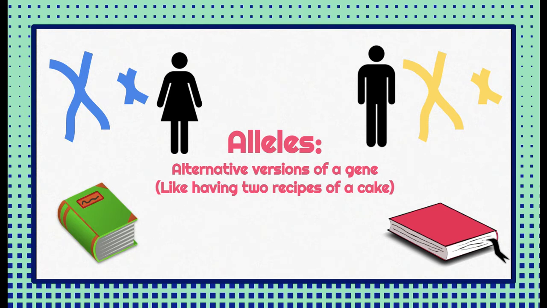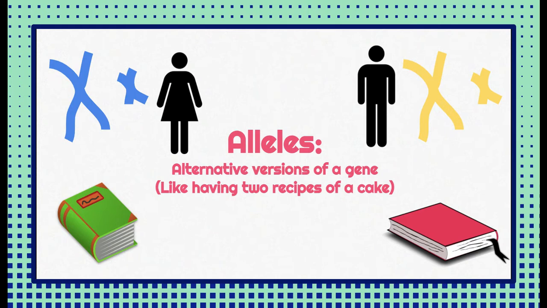We inherit a copy of a gene from both our parents. For example, my mother has blue eyes, while my father has hazel eyes. I will have received instructions from my mother for how to make blue eyes and from my father how to make hazel eyes.